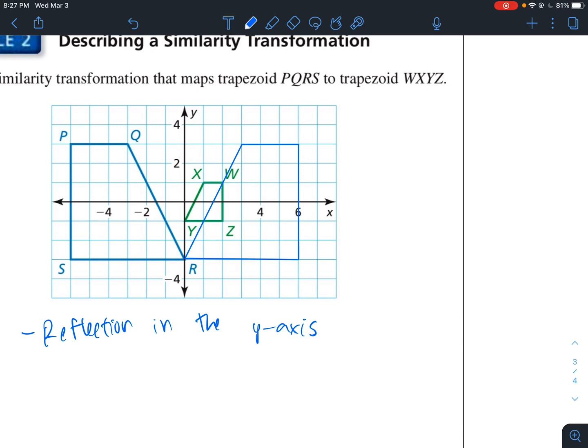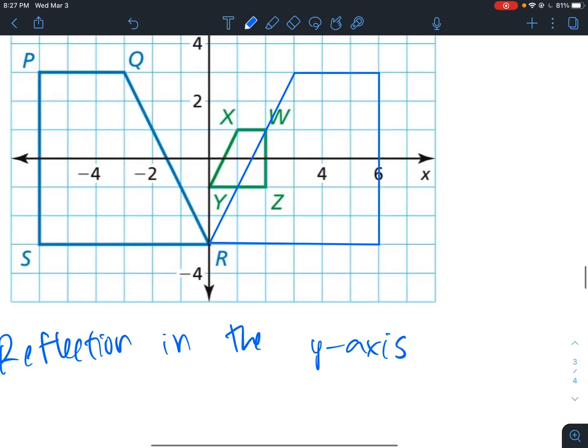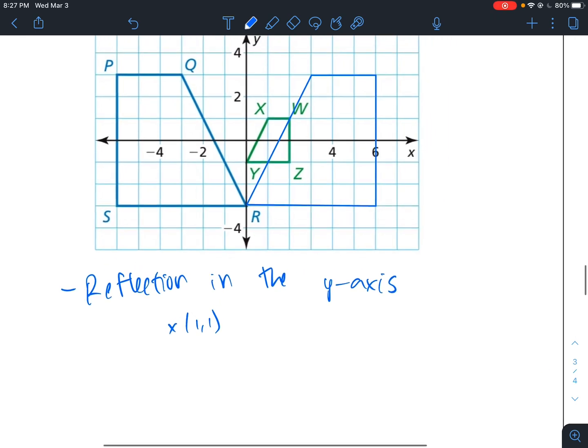So I have to reflect it, and now you see that my reflection puts it in the same sort of direction. But now, obviously, this green figure is smaller than my blue figure on the right. So obviously there's going to be a dilation. So I need to know what the factor is though. So what I do know is that x is at the point 1, 1, and its congruent or corresponding point is at 3, 3.